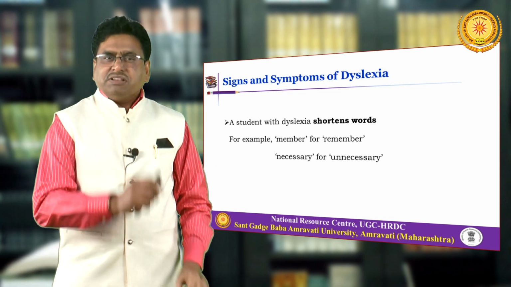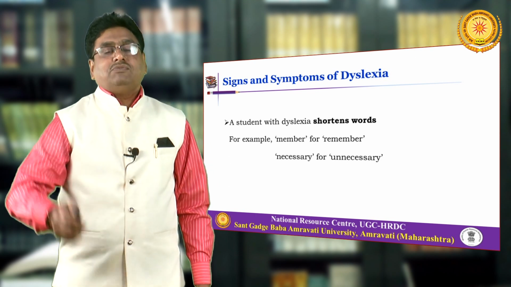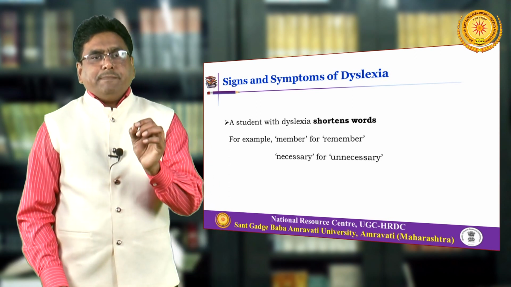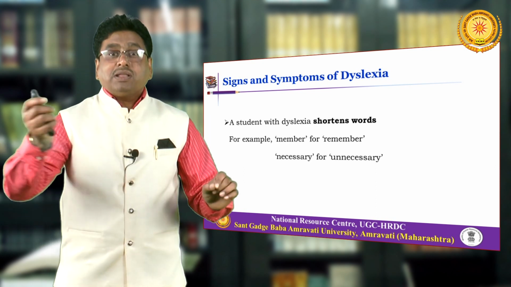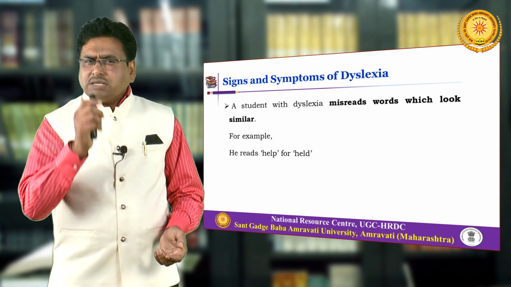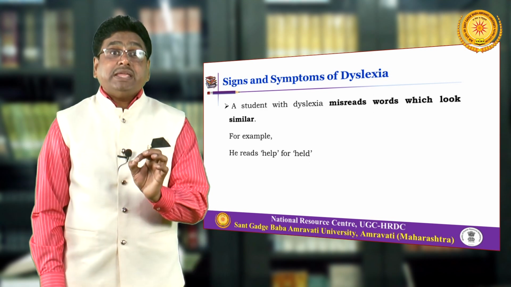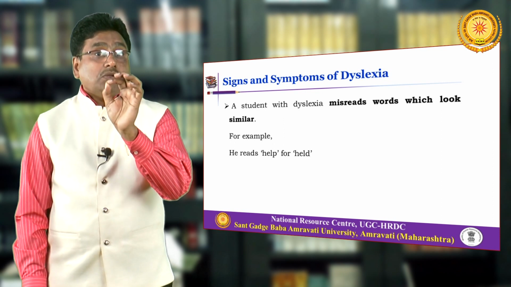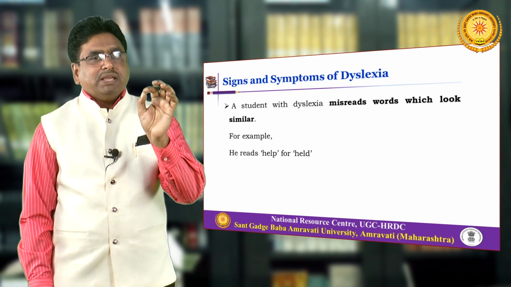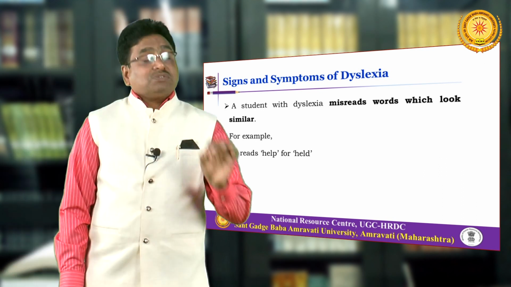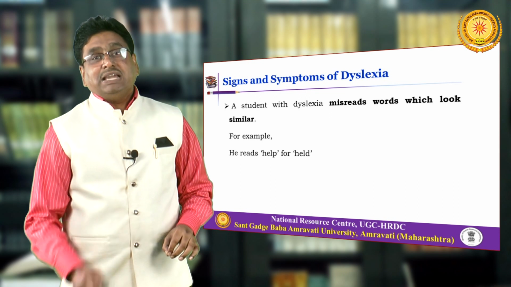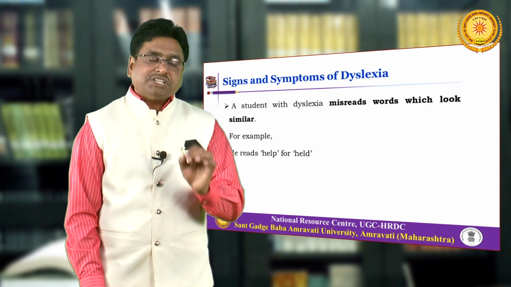Similarly, a student with dyslexia shortens words. For example, member for remember, necessary for unnecessary. A student with dyslexia misreads words which look similar. For example, he reads help for held. Similarly, a student with dyslexia has difficulty in grasping sound letter association in words. These are the signs and symptoms of dyslexia.